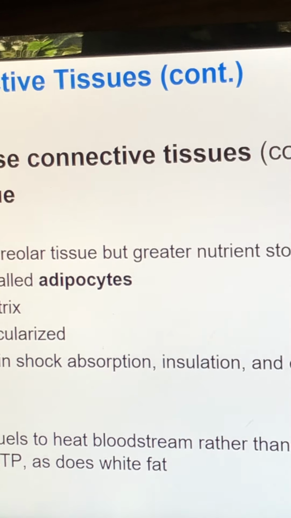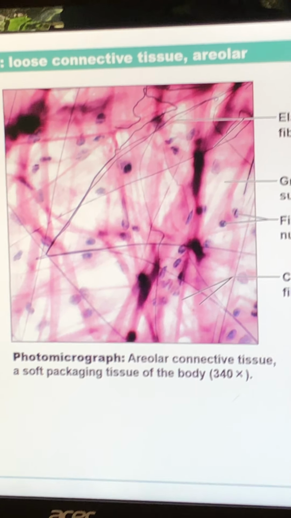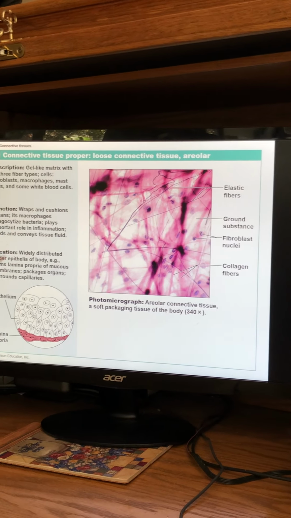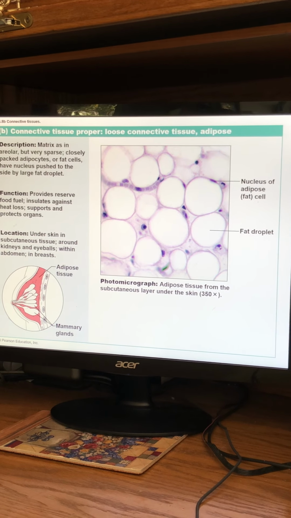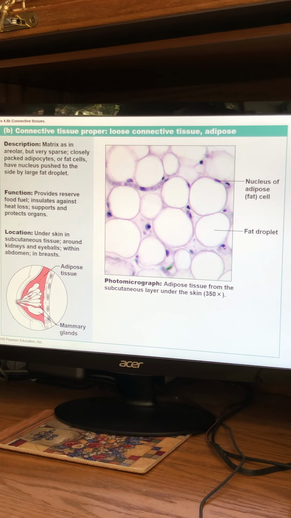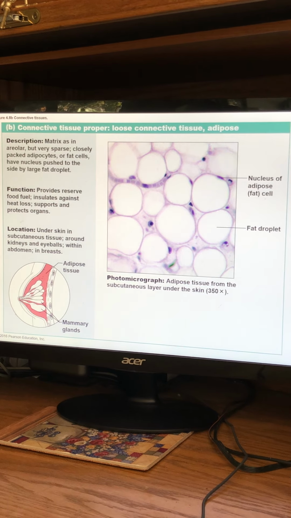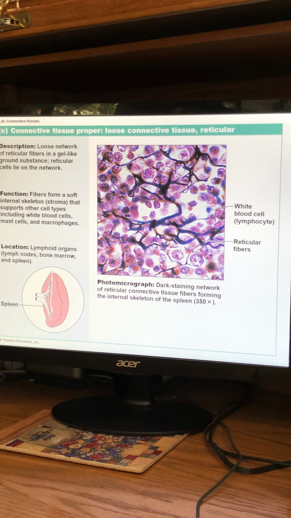So we have areolar connective tissue, which looks like someone's just scribbled all over the board. We also have the packaging material, which is the adipose connective tissue. Those are the two loose. And the third loose is called reticular connective tissue.